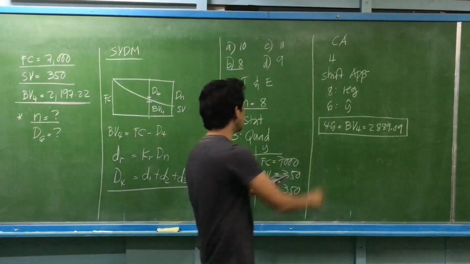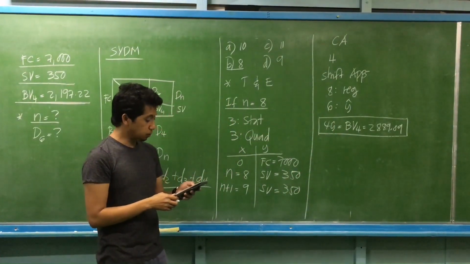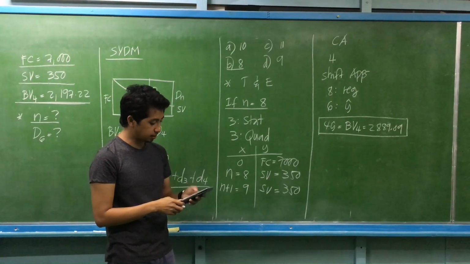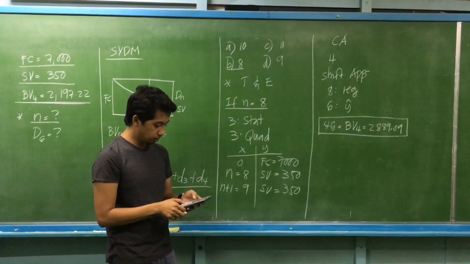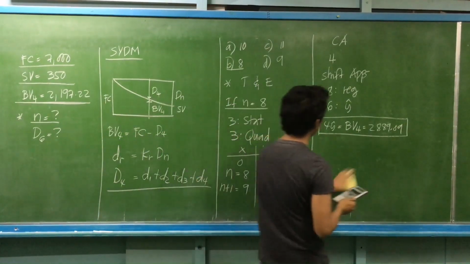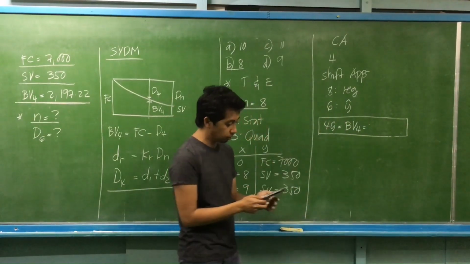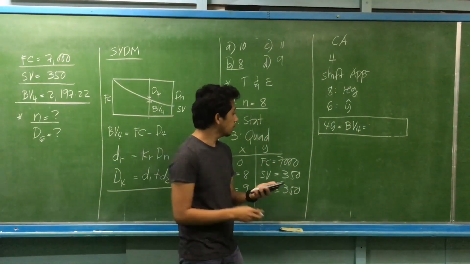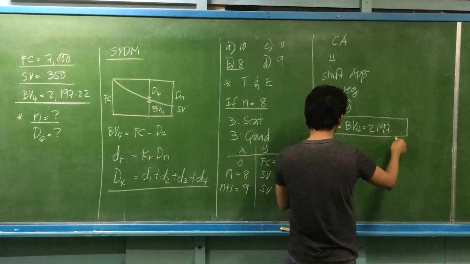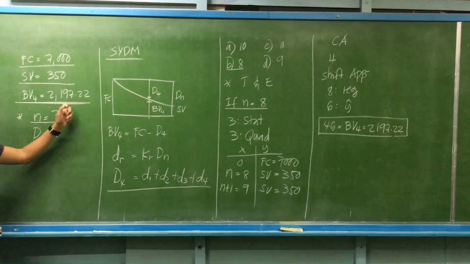Okay, then clear all. Then type 4, shift, then 8 for regression, then 6 for Y hat. So dapat yung nasa screen ng calculator ninyo is 4, Y hat, and that is equal to 2,197.22. Which means, ito yung given na book value.